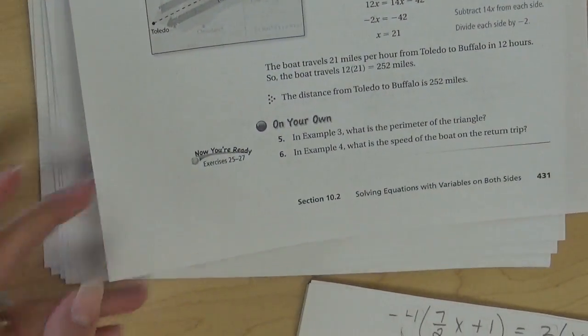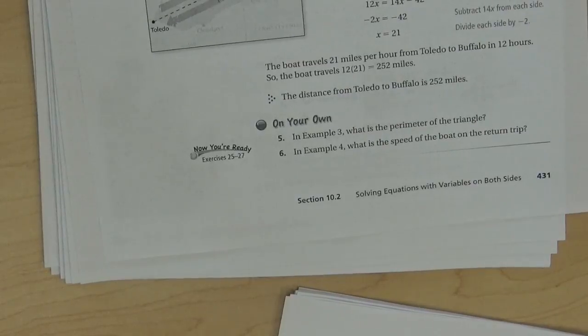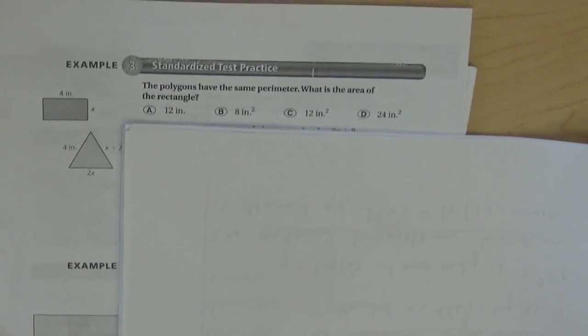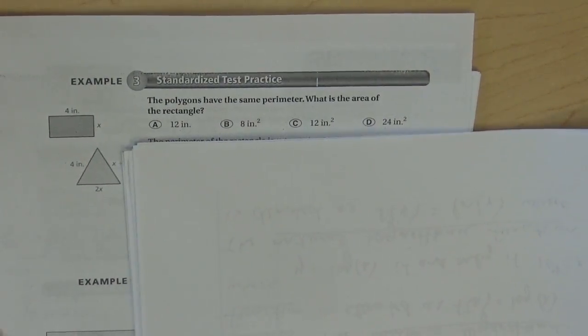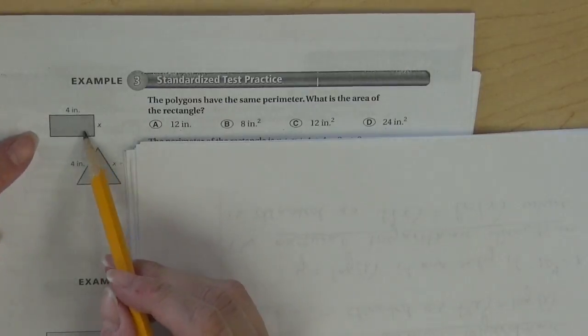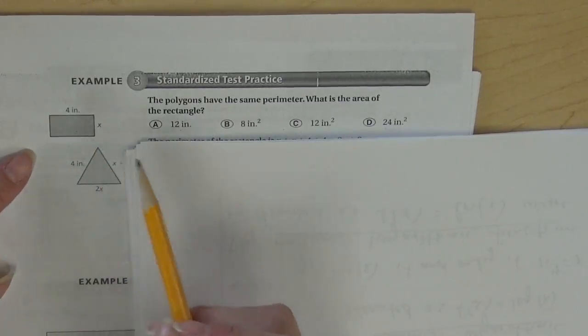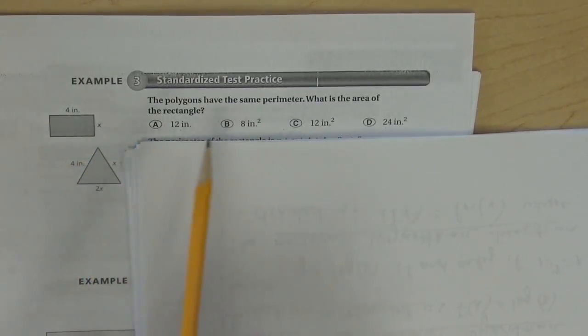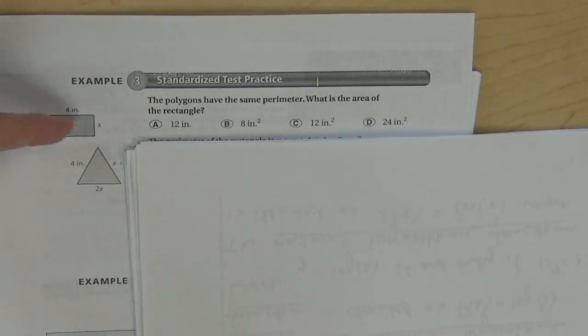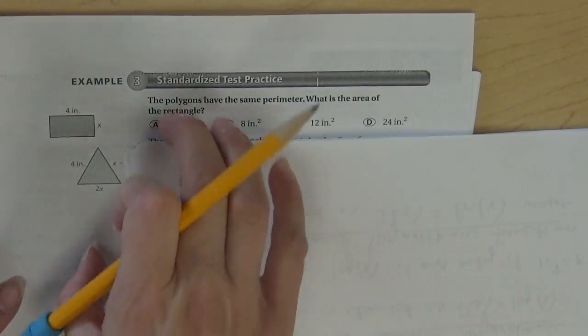Let's go on to example 3. So in example 3, we are told that these polygons on the left side, the rectangle and the triangle, have the same perimeter. They want to know what is the area of the rectangle. So in order to find the area of the rectangle, we're going to need to solve this for x.